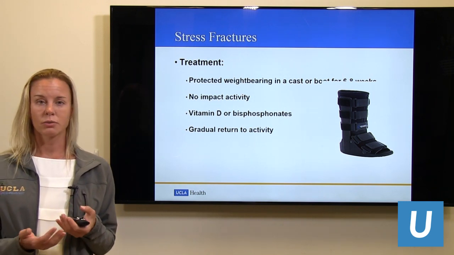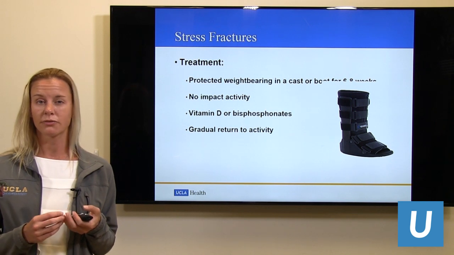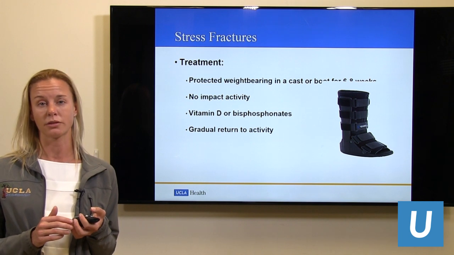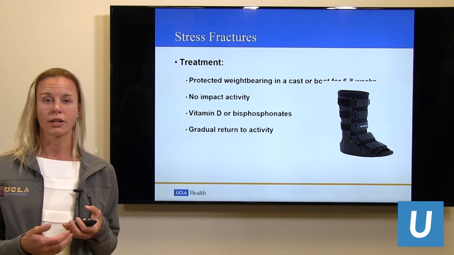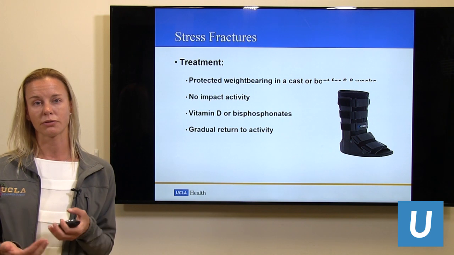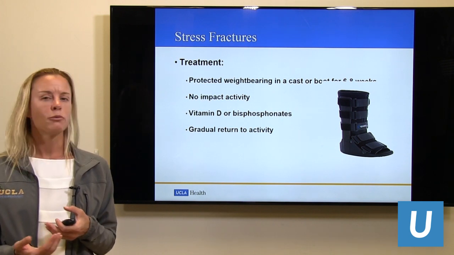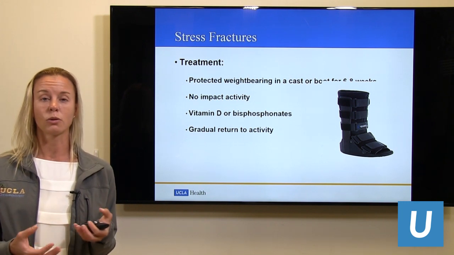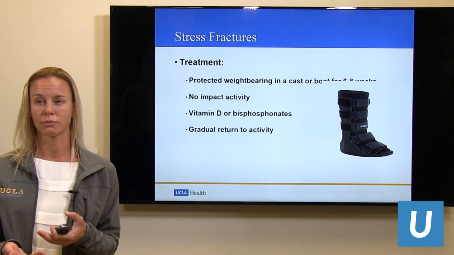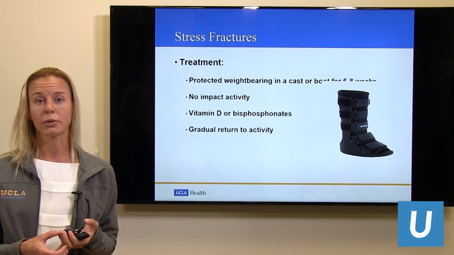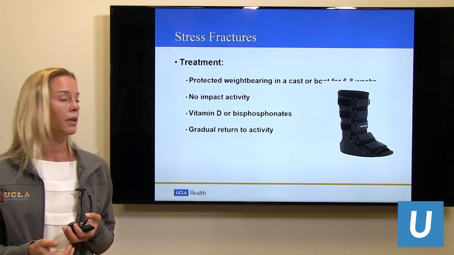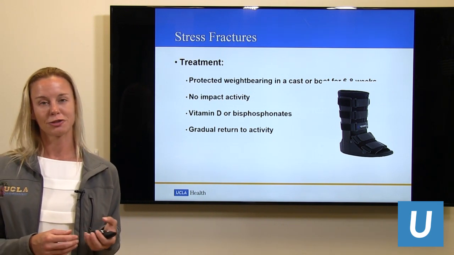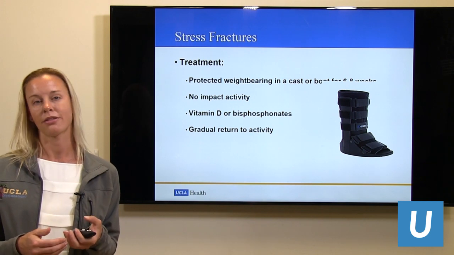There are newer studies where people are giving vitamin D or bisphosphonates, which are a type of medication often used for people with osteoporosis, to help heal the fractures and make the bone stronger to prevent this from happening again. We don't usually do that right away, but if you're having trouble healing something, or you have a little bit of osteopenia or osteoporosis, that may be something that we consider doing earlier. And then again, like all of these injuries, when you return to activities, it's going to be a slow and stepwise thing.